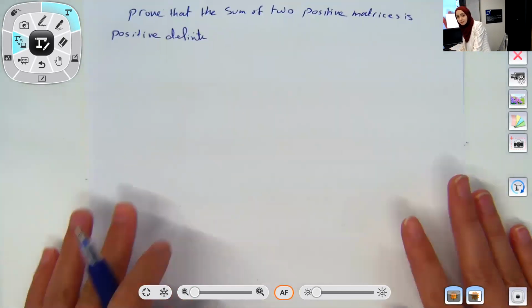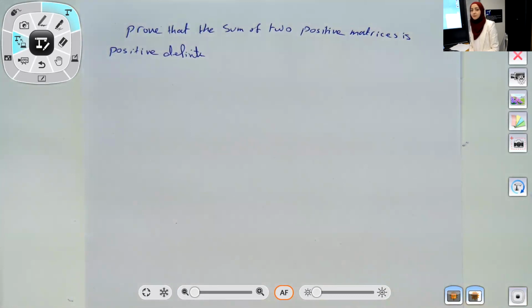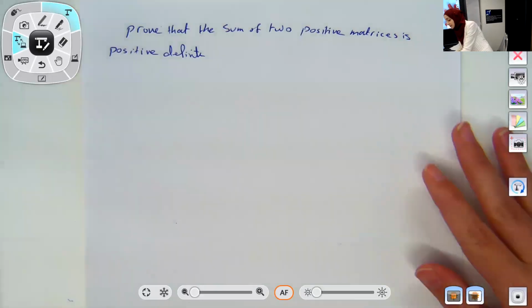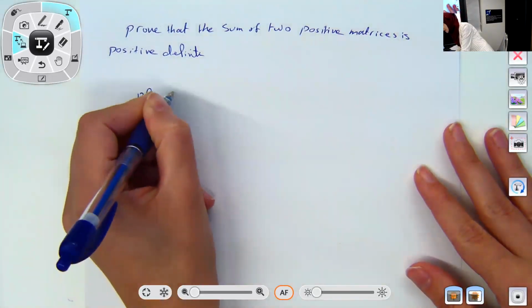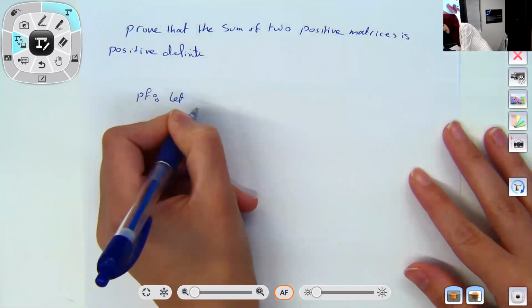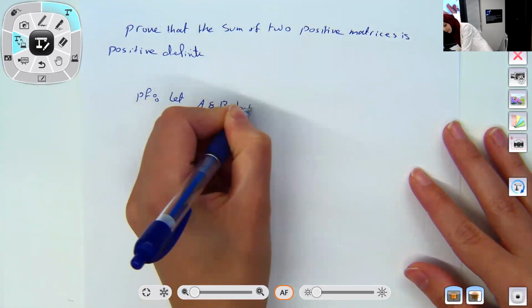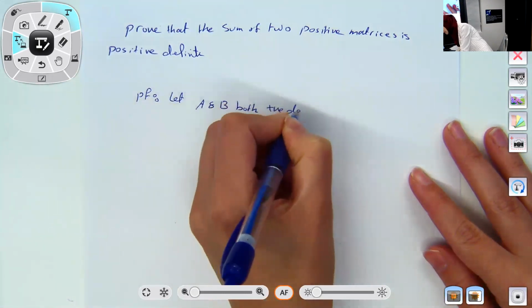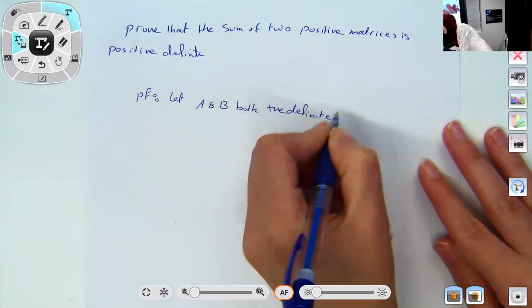Okay. And the last question they ask: prove that the sum of two positive definite matrices is positive definite. If we have two matrices, A and B, where A is positive definite and B is positive definite, we need to show that A plus B is positive definite. So to prove this, we suppose that we have two matrices, A and B, both positive definite.